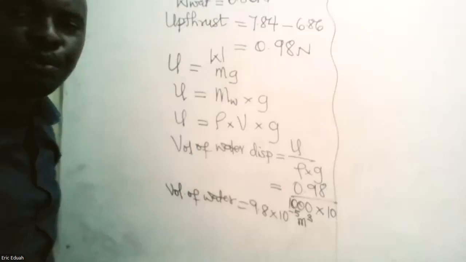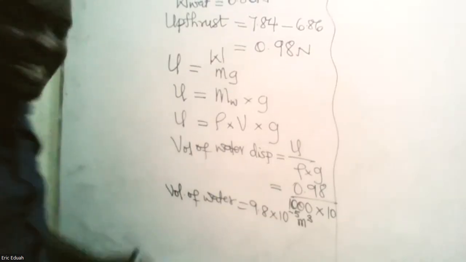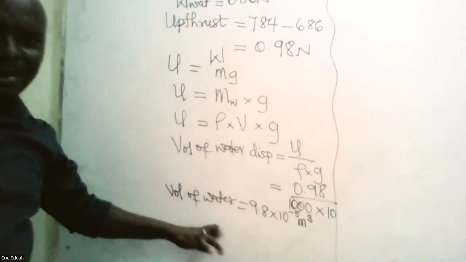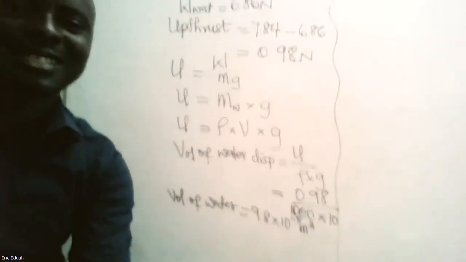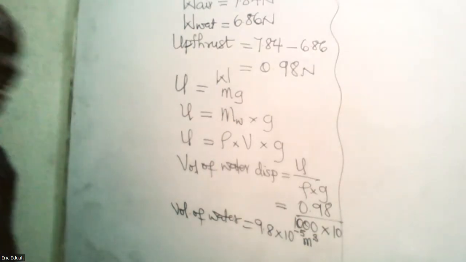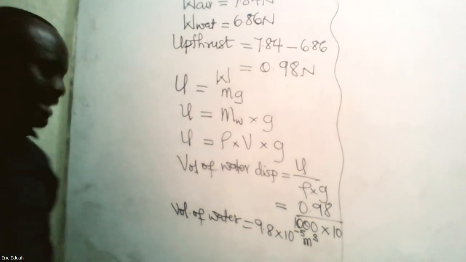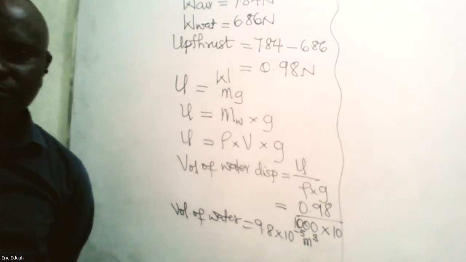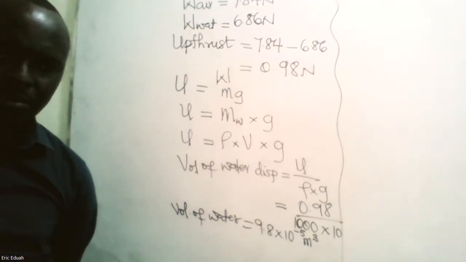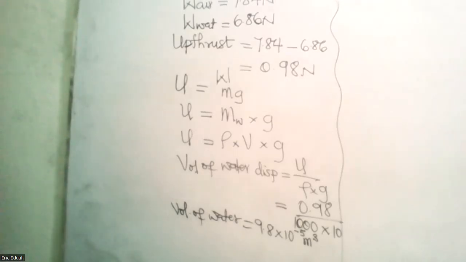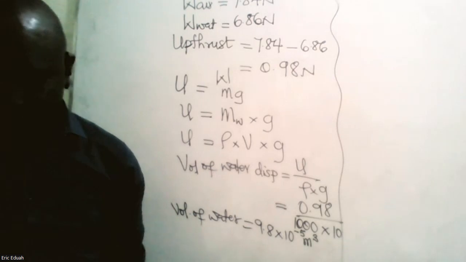Now, this volume of water displaced will be equal to what? Edita, Emelda, Ishira, Gloria, this volume of water displaced will be equal to the volume of the crown. Why do you think this will be equal to the volume of the crown?